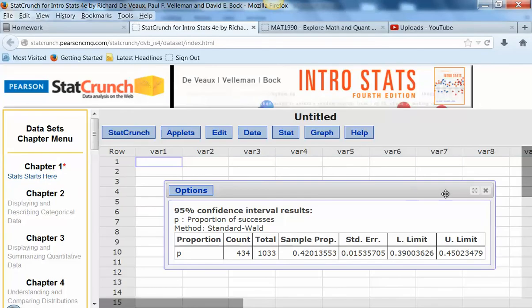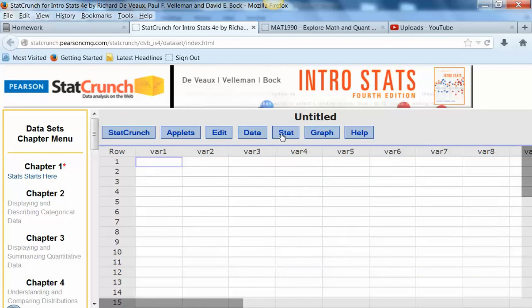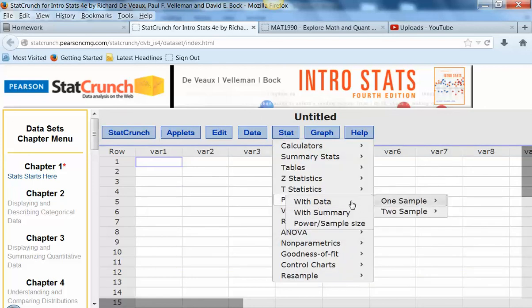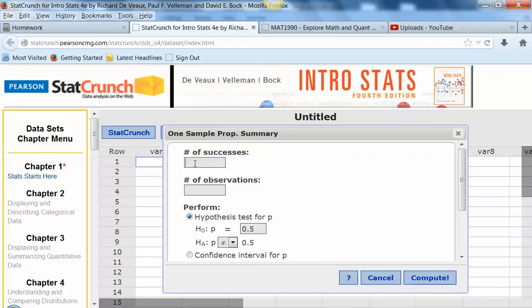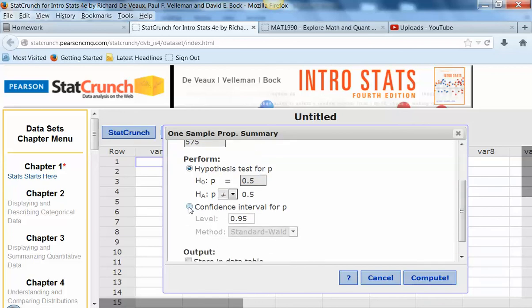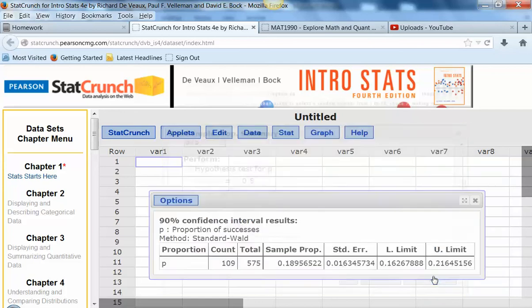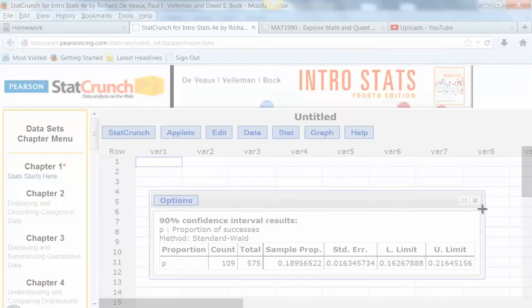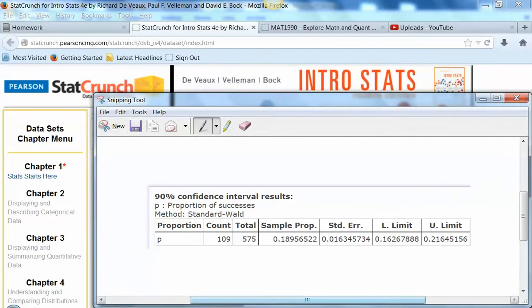So again, I'm going to go into StatCrunch. I'm going to go to Stat, Proportion Statistics, one sample with summary. And remember, my successes were 109. My observations were 575, my sample size. And again, this one was a confidence interval, and we want to adjust it to 90% rather than 95%. Okay, so again, I'm going to snip this and bring it over to the little page where we're working so we can talk about our results.